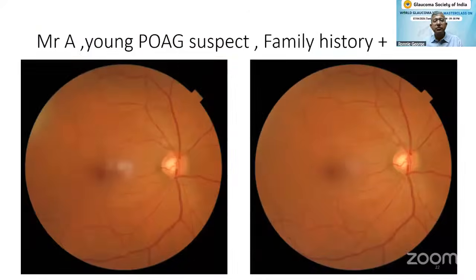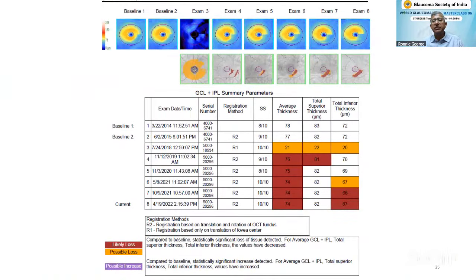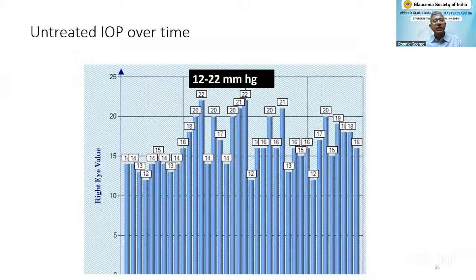So this is a young POAG suspect with a family history of glaucoma, and what you can see there is basically a little bit of thinning of the inferior rim with a nerve fiber layer defect. Visual fields looking fairly normal. The OCTs start to show a little bit of change there. As you go over time, especially with the GCC, you see some change there. But when you look at his untreated intraocular pressures over time, what you're finding is a fairly large range, 12 to 22 millimeters of mercury. So this is a classic clinical example of somebody who, even though the baseline IOPs were good, had a lot of fluctuation over time, and this is probably the reason for progression.